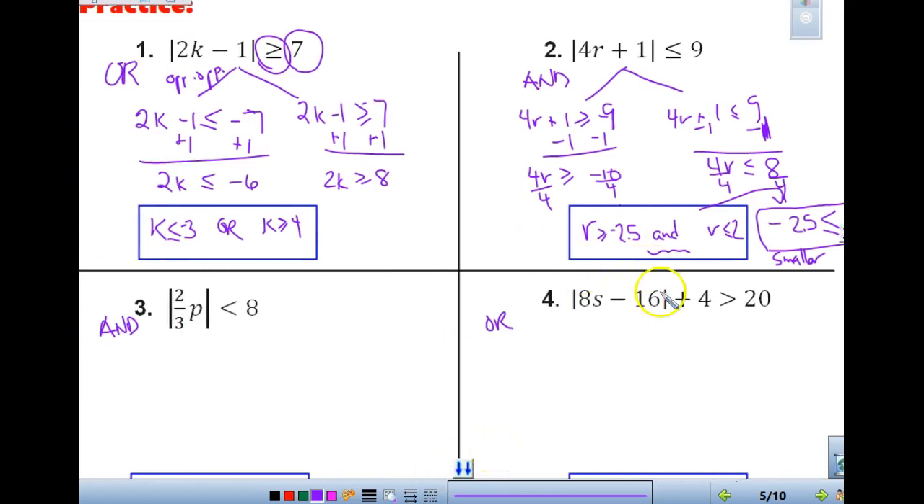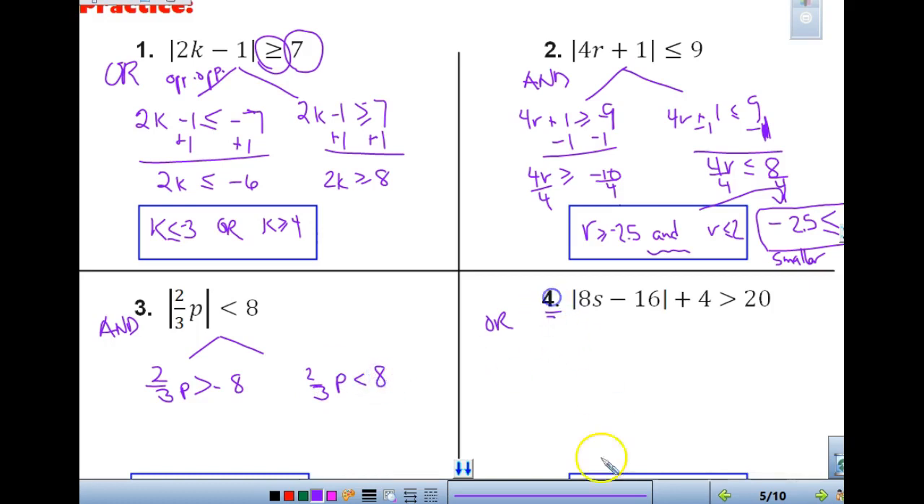So, first step in number 4. What do I have to do first, Elena? Split it. No. Cannot split first. Why can't I split first? Oh, I was looking at number 3. Oh, number 3, you're definitely going to split, okay? And number 3, if we were going to split that, 2/3 P is going to be greater than negative 8. We're not going to solve that one. You guys can do that. That's pretty easy, right? And 2/3 P is going to be less than 8.